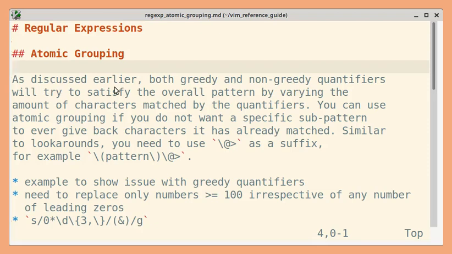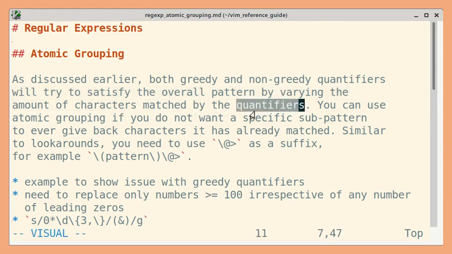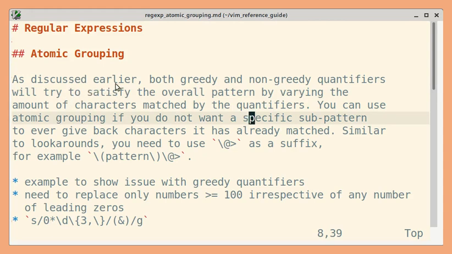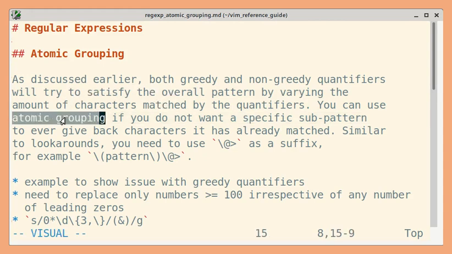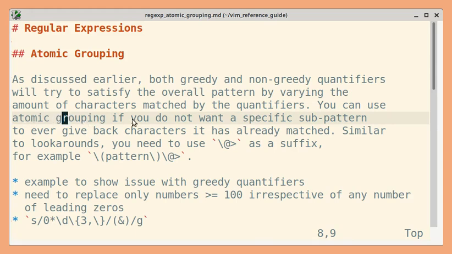As we have seen earlier, both greedy and non-greedy quantifiers will try to satisfy the overall pattern by varying the amount of characters that are matched by these quantifiers. If that is not desirable, you can use atomic grouping. So when this is applied to a specific subpattern, it will not give back characters that it has already matched.